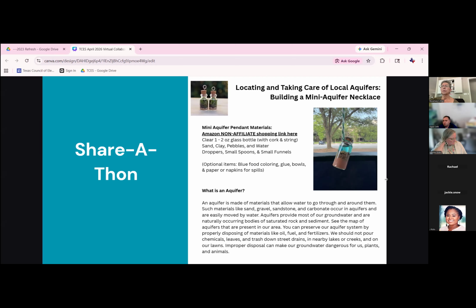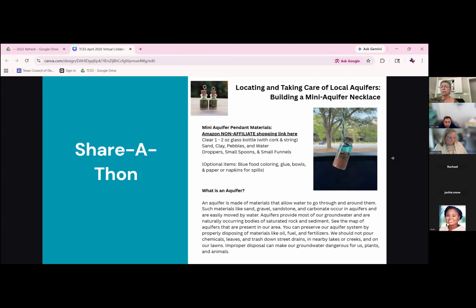As you can see from the larger photo that I have there, thank you, Kelly, it's just a layer of clay, sand, and finally rocks on top of that. And of course, you're going to add your water. You can add colored water for effect.